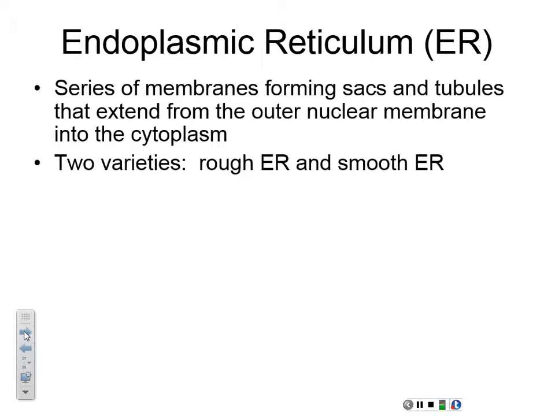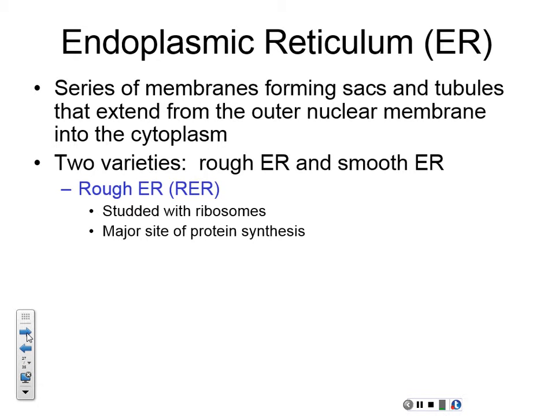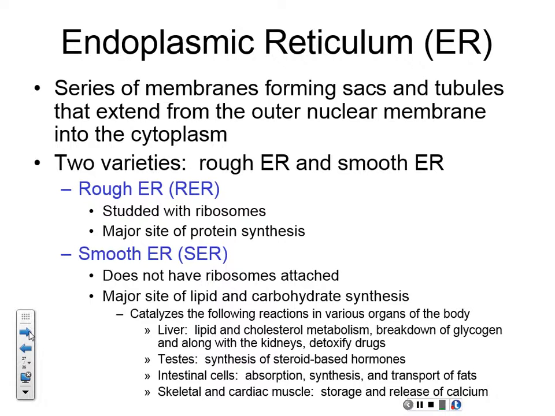So usually you associate smooth with something that's sleek, like oil is smooth. So that's lipid synthesis and carbohydrate synthesis. And the one that's rough, well, protein synthesis. All right. So that's how you tell the two apart. So rough endoplasmic reticulum, protein synthesis.